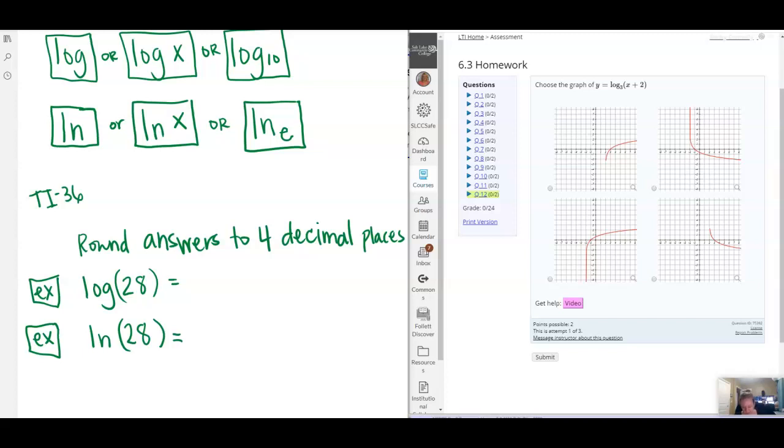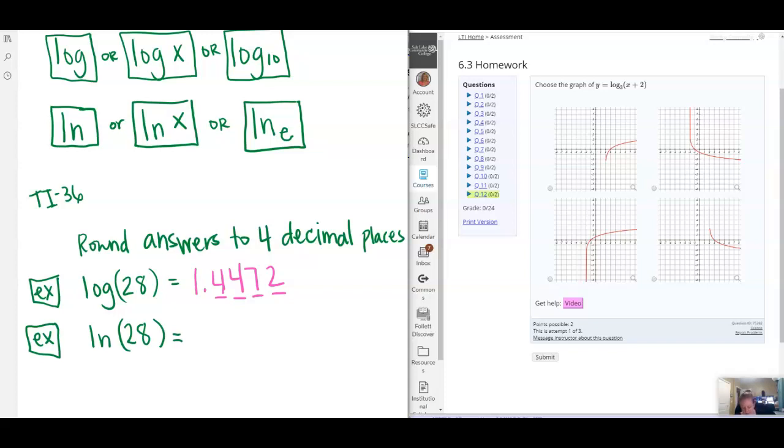Okay, will somebody share with us what you got for log of 28? What did you get for that answer? Alex, were you able to figure it out? Oh, you guys are just right over there. All right, yeah, so to 4 decimal places, it should be 1.4472, right? So we want to make sure that we have 4 places after the decimal point.